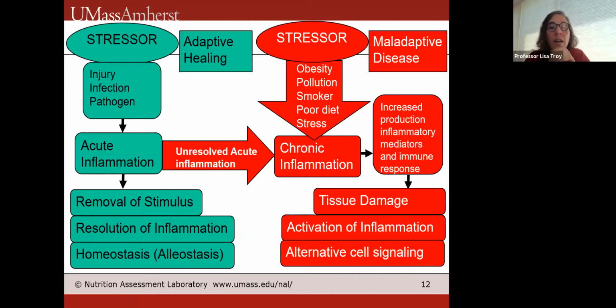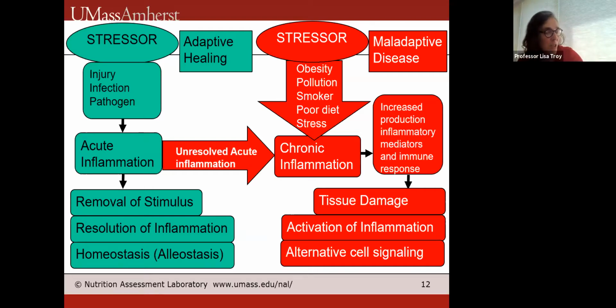We can get chronic inflammation if there's unresolved acute inflammation. So there's a bacterial infection that hasn't been resolved, or this is the one I use all the time, if you do not floss your teeth, you have chronic inflammation. We know that the bacteria in the teeth are related to heart disease, and not getting rid of that bacteria will actually have an unresolved acute inflammation that leads to chronic inflammation.